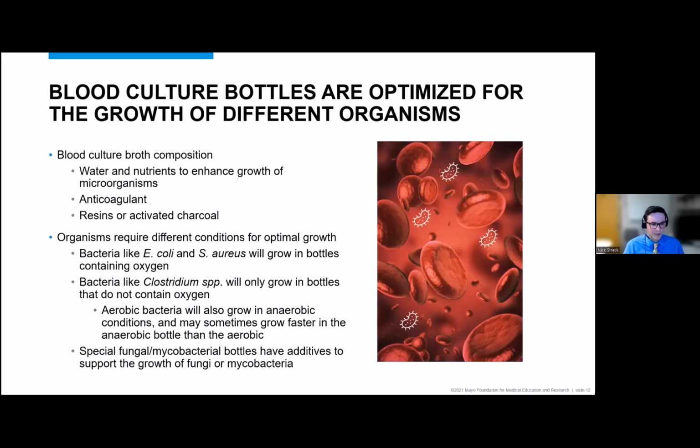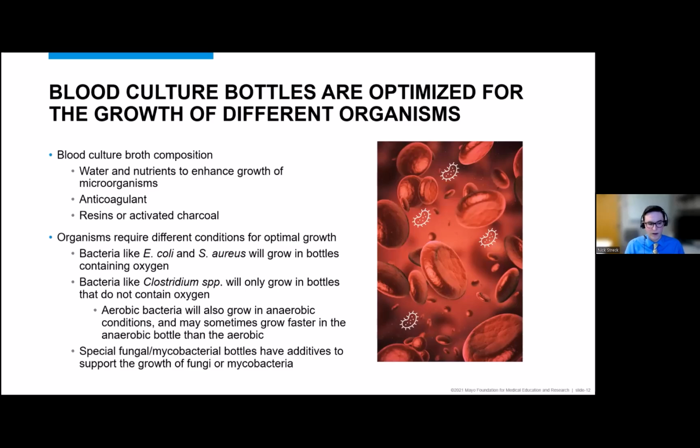So a common question that we get is, why do we need different bottles? And the fact is that there are many organisms that can be found causing bloodstream infections, and the diversity of the organisms that we see unfortunately requires slightly different environments to actually facilitate growth. And one of the big differences is the presence or absence of oxygen. So we have certain bacteria, things like E. coli and Staph aureus, that will grow in environments, including blood culture bottles, that do contain oxygen.